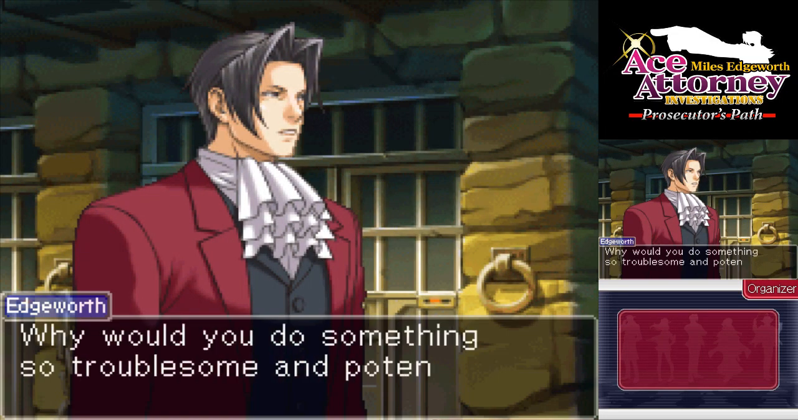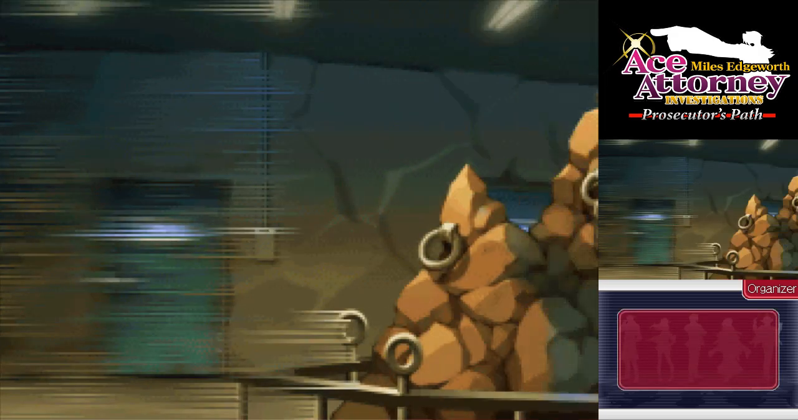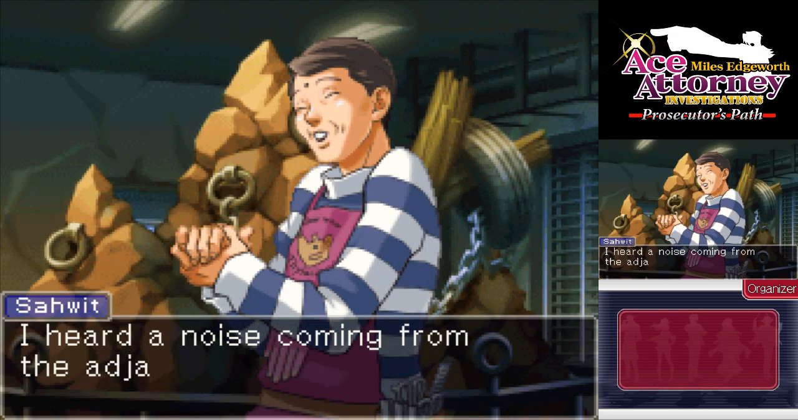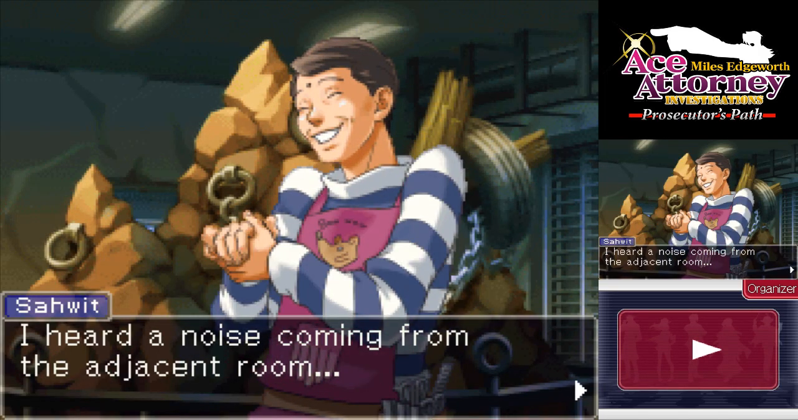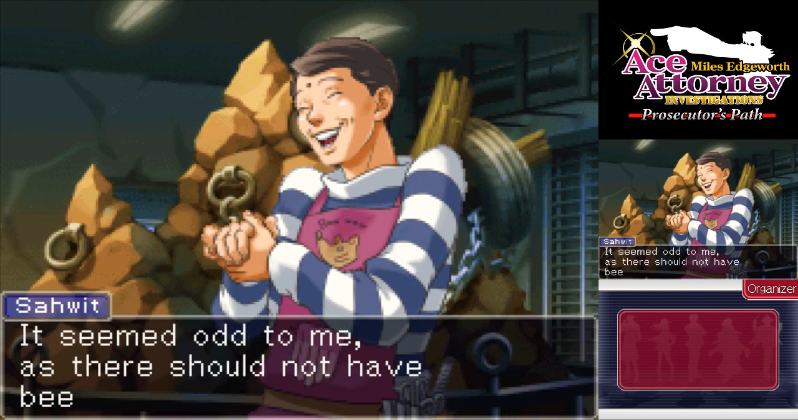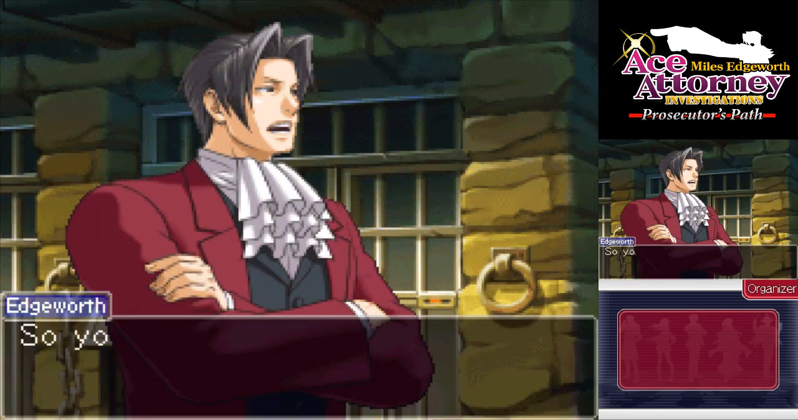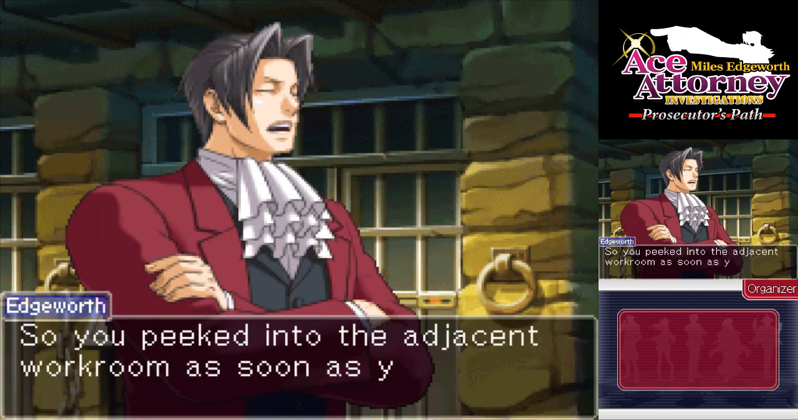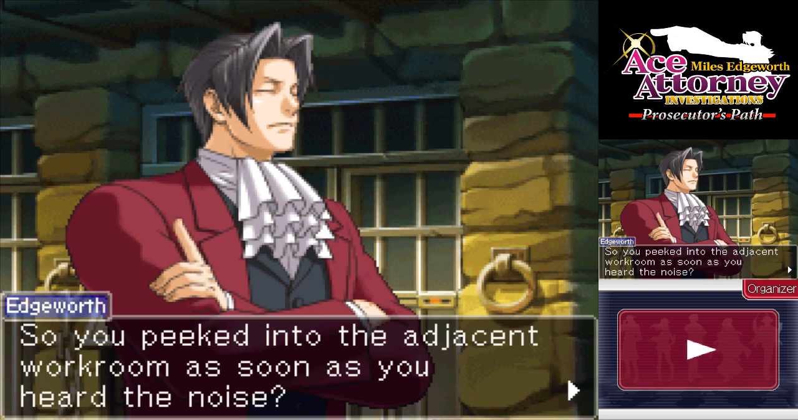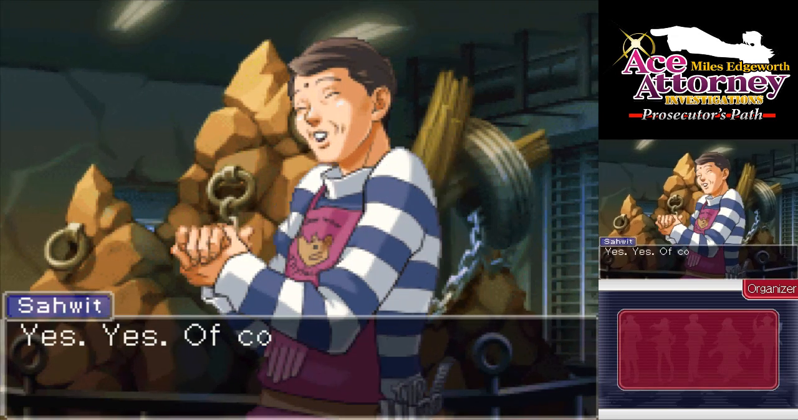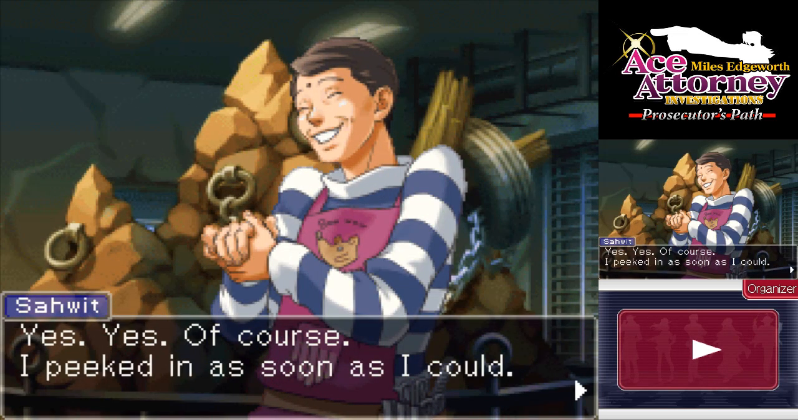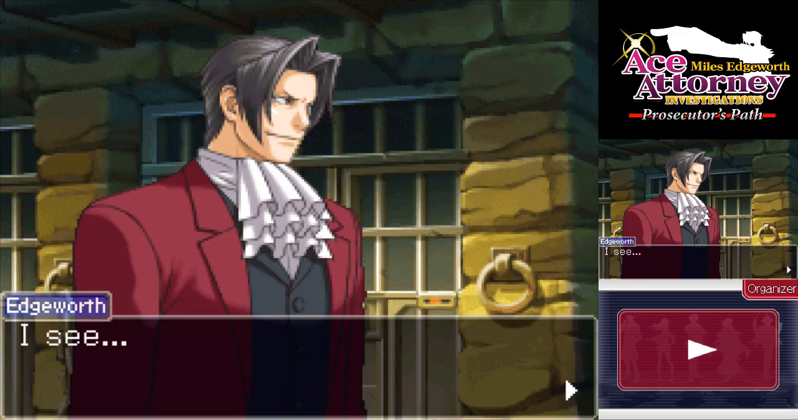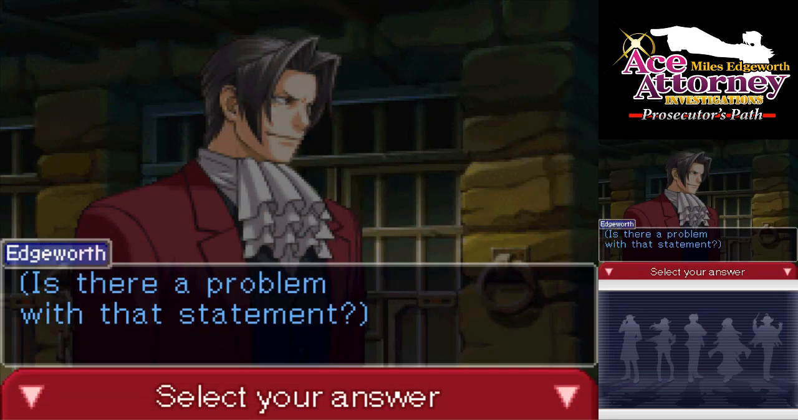Why would you do something so troublesome and potentially dangerous? I heard a noise coming from the adjacent room. It seemed odd to me, as there should not have been anyone inside. So, you peeked inside the adjacent workroom as soon as you heard the noise? Yes, of course. I peeked in as soon as I could. I see. Is there a problem with that statement?